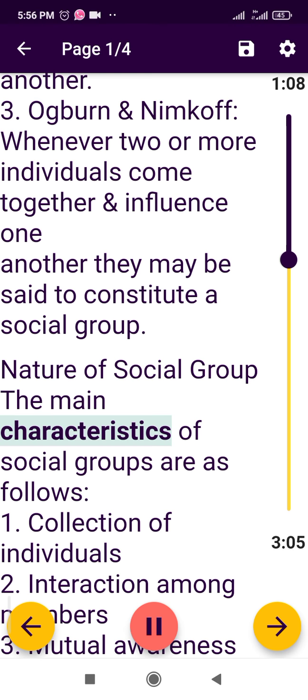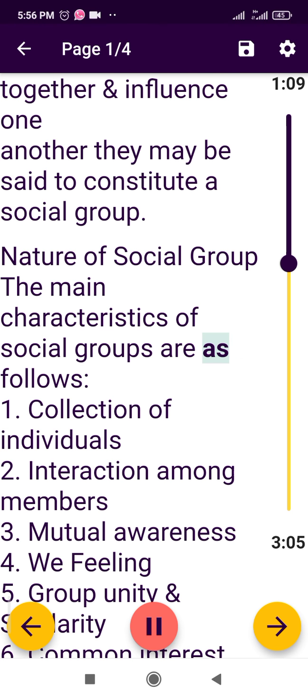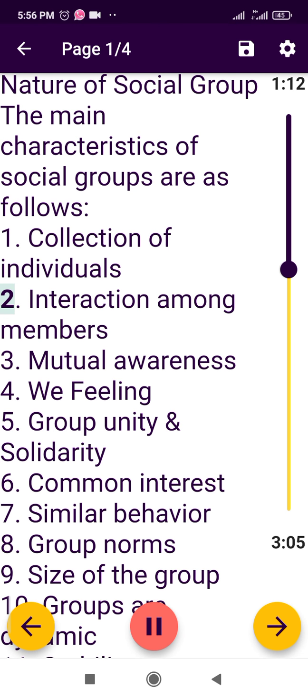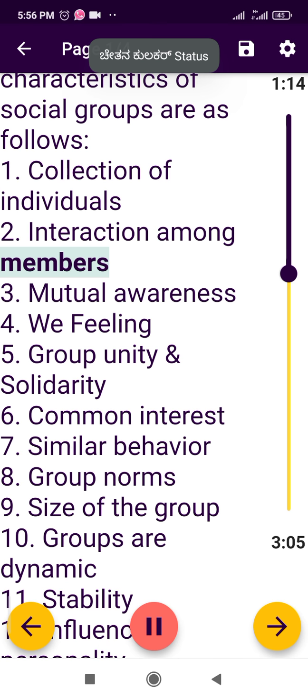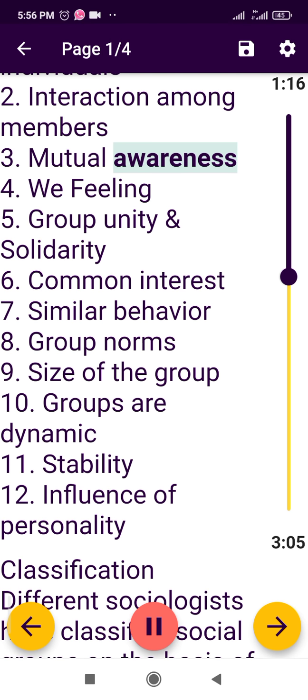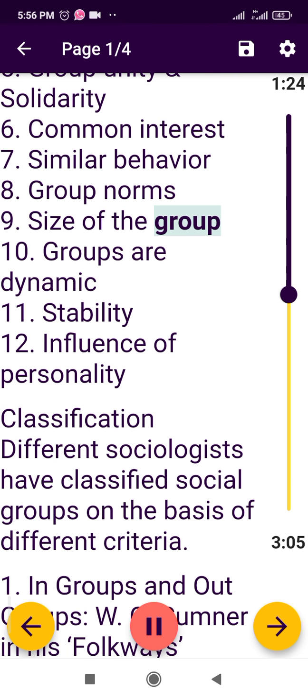Nature of social group. The main characteristics of social groups are as follows. 1. Collection of individuals. 2. Interaction among members. 3. Mutual awareness. 4. We feeling. 5. Group unity and solidarity. 6. Common interest. 7. Similar behavior. 8. Group norms. 9. Size of the group. 10. Groups are dynamic. 11. Stability. 12. Influence of personality.